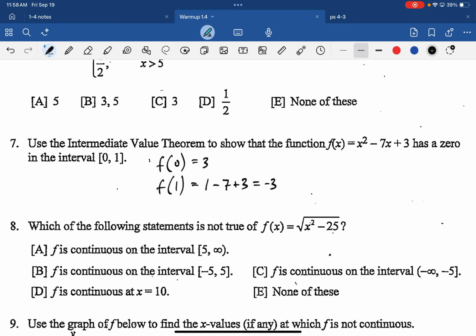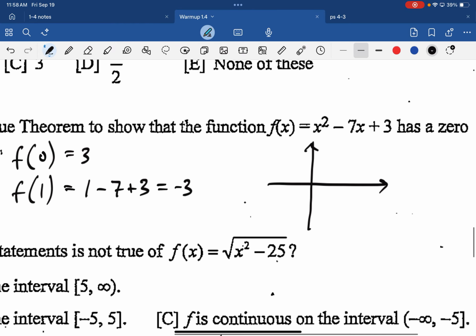And so the question is asking whether it has a 0 in the interval 0, 1. It's basically asking, is there a value of x between 0 and 1 such that f of x is equal to 0, right? And the answer is yes, because if we were to graph f of x, f of 0 has to be 3, so it's 0, 3, but f of 1 is negative 3.